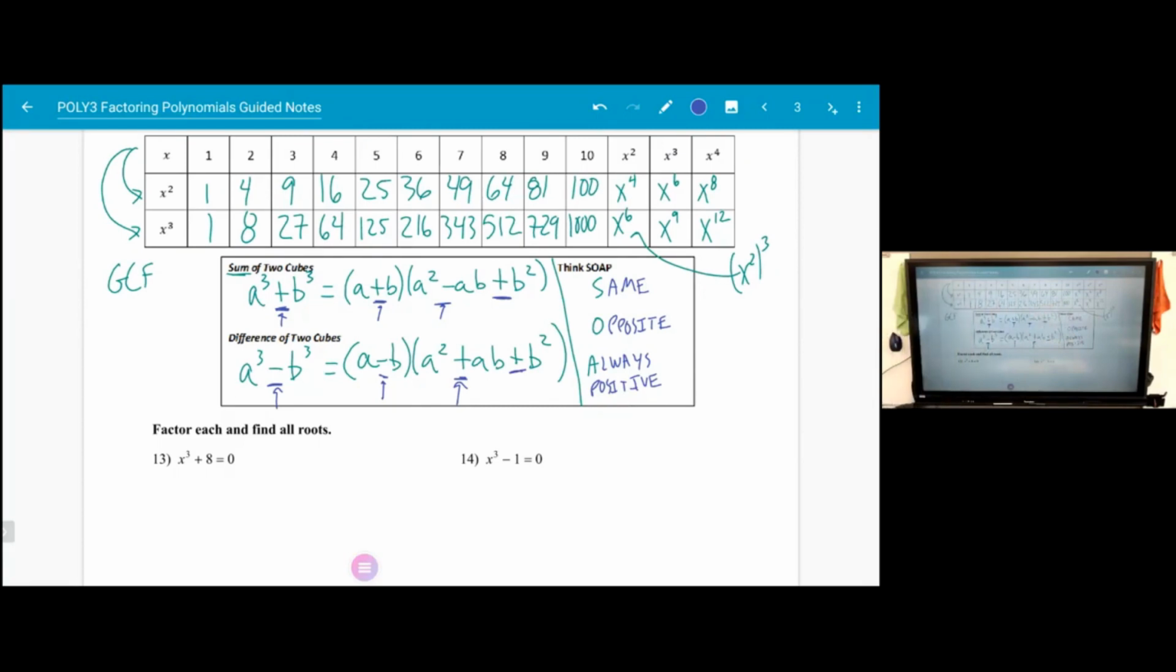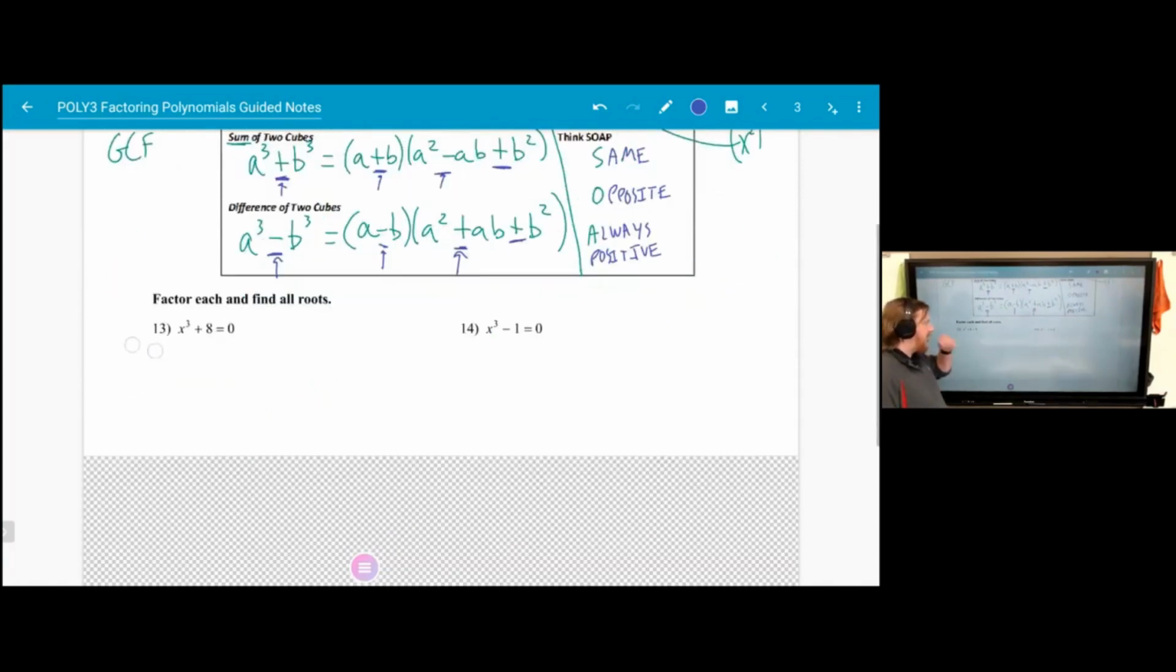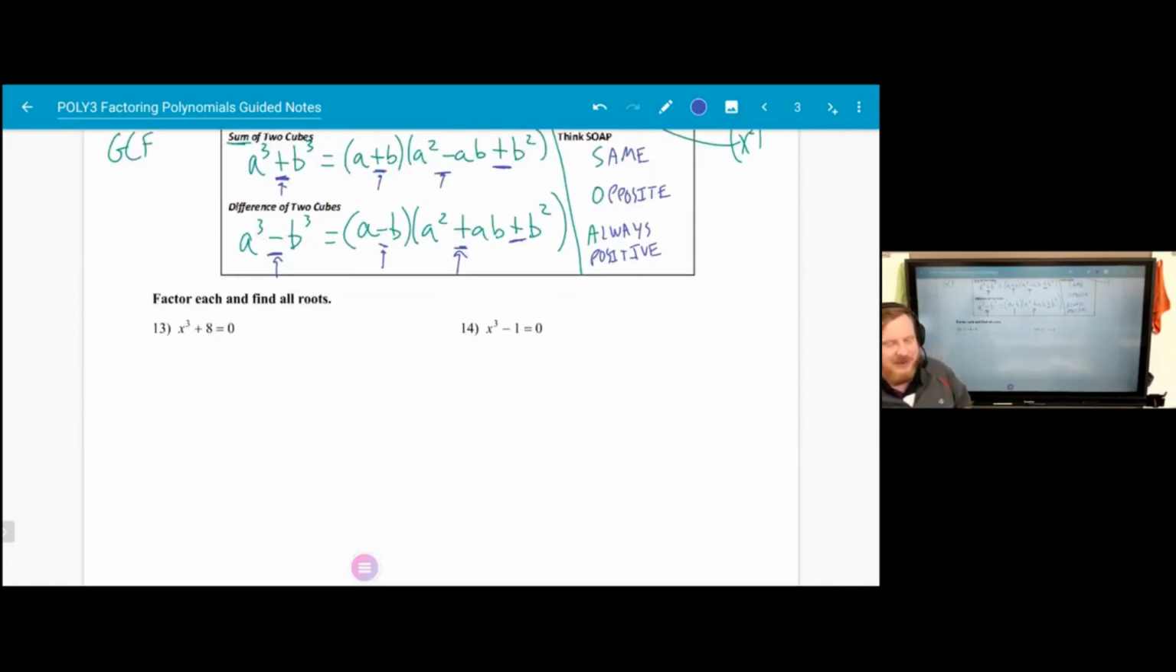Okay, here's what I'm going to do with that one. I'm going to do 13 and 15. Let's look at 13 real quick. I love this, by the way. I don't know if you can tell. Factor each and find all roots. A cubed plus b cubed. So this would be like x cubed, because that's what's being cubed.